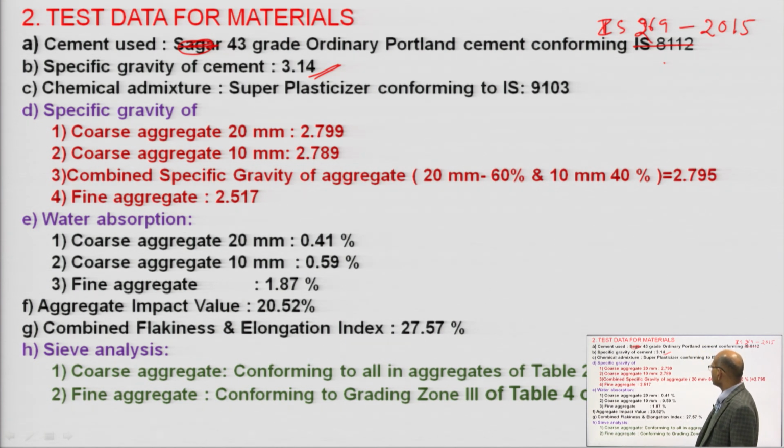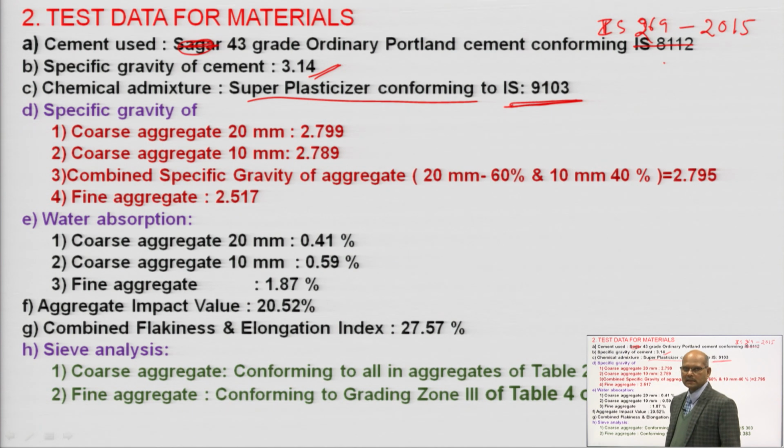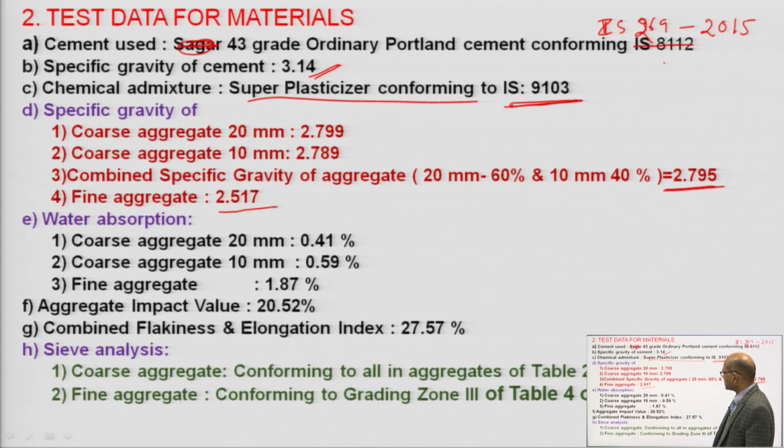For the specific gravity of chemical admixture, we are using a super plasticizer conforming to IS 9103. This code also you are supposed to refer to while designing any mix. The specific gravity of coarse aggregate 20 mm is 2.799, coarse aggregate 10 mm downsize is 2.789, and the combined specific gravity of aggregate, say 60% 20 mm and 40% 10 mm, is 2.795. Then we have fine aggregate. The fine aggregate specific gravity is 2.517.